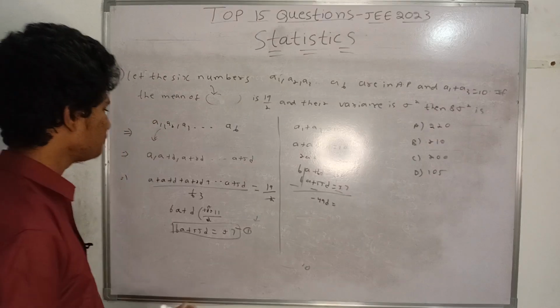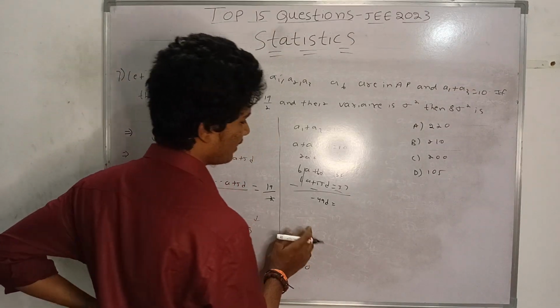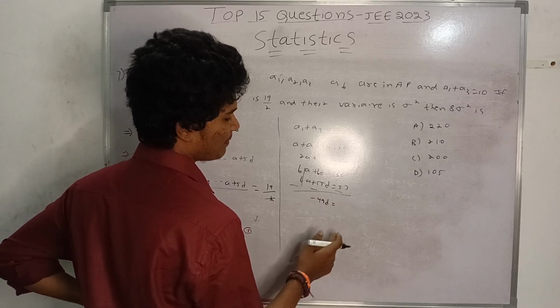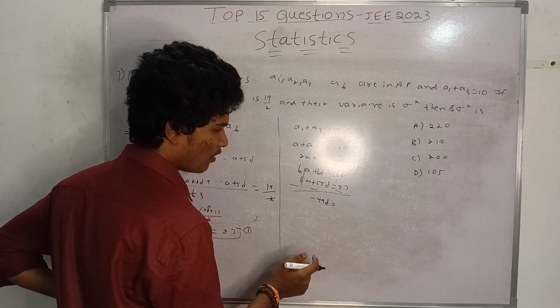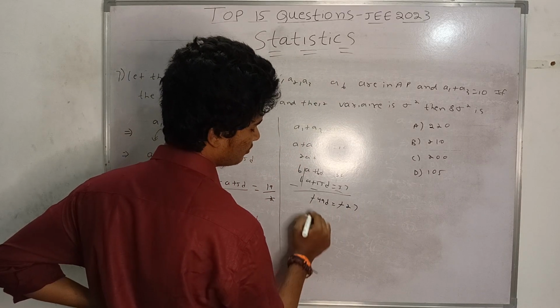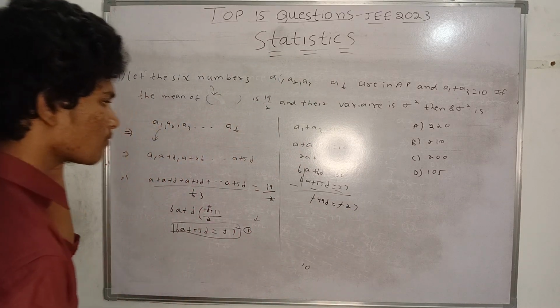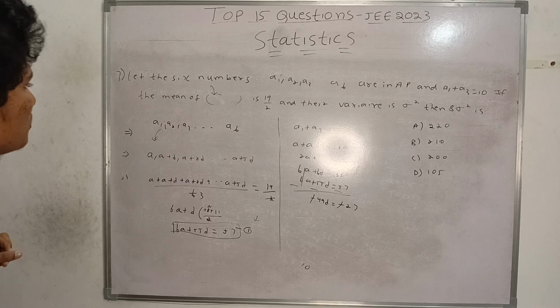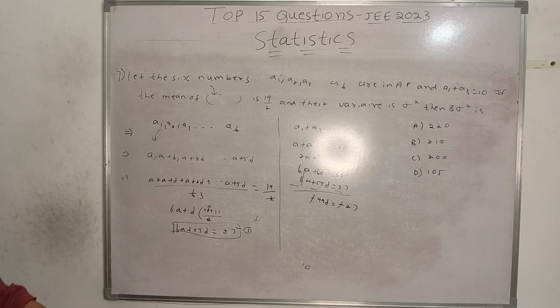What we can get? We can get here minus 49D equal to, when I subtract 30, what I will get? Minus 27. Is this correct? One second.